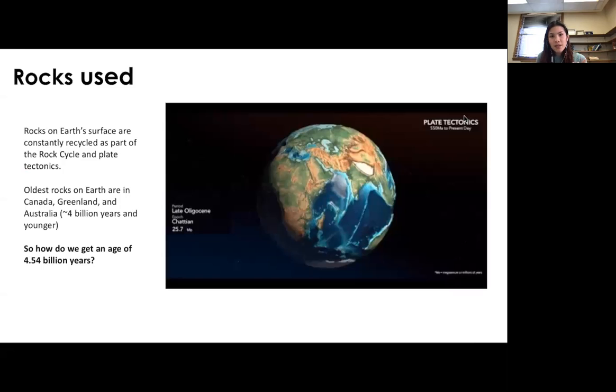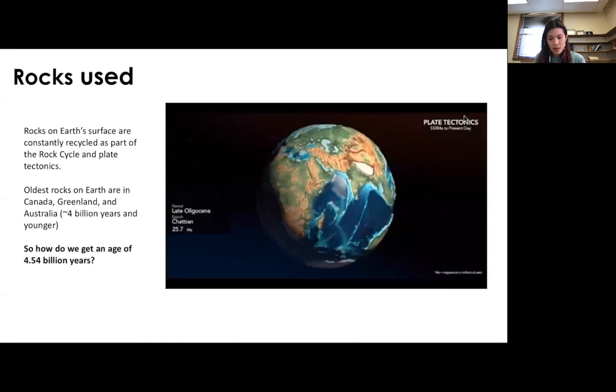We do have some areas in the middle of continents where we can find some really old rocks that have avoided being subducted. These tend to be in Canada, Greenland, and Australia, where we have rocks that are about 4 billion years old or younger. However, this is still younger than our current estimate of the age of the Earth. And so we can't actually use Earth rocks to get the age of the Earth.